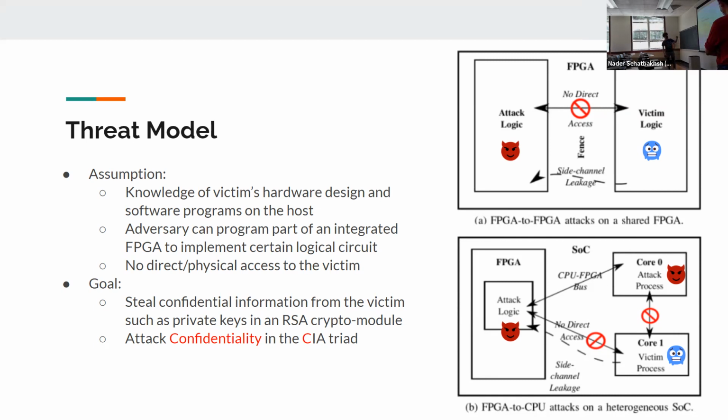We also assume that we don't have any direct or physical access to the victim. There is some kind of isolation mechanism, and still we are trying to build the side channel. Our goal here is to steal confidential information from the victim, such as private keys in an RSA crypto module. So basically, it's the confidentiality in the CIA triad.